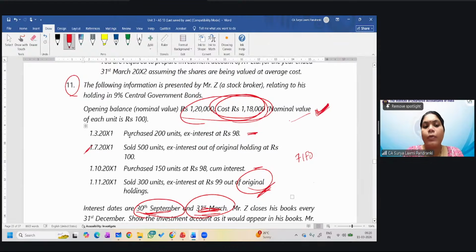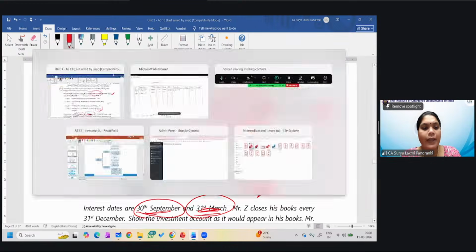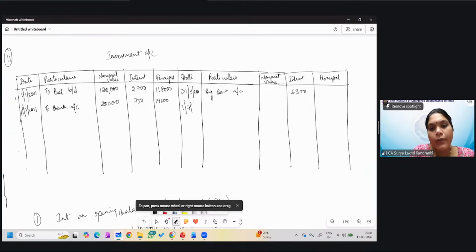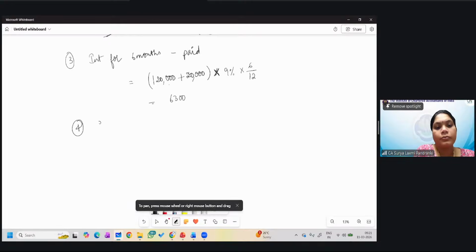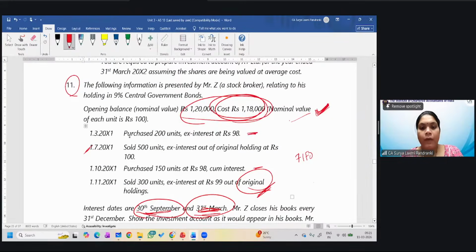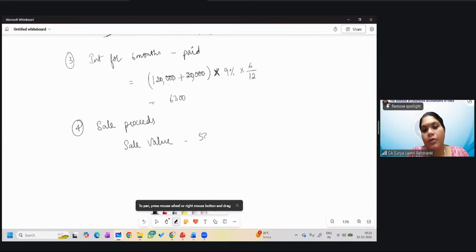Okay. So now it is 1st July. On 1st July, there is a sale. So I have to take that sale on 1st July. Let us see what is the sale proceeds and all those things. We have sold 500 units for 100. So 500 into 100. This is the sale value. Agreed, everyone?